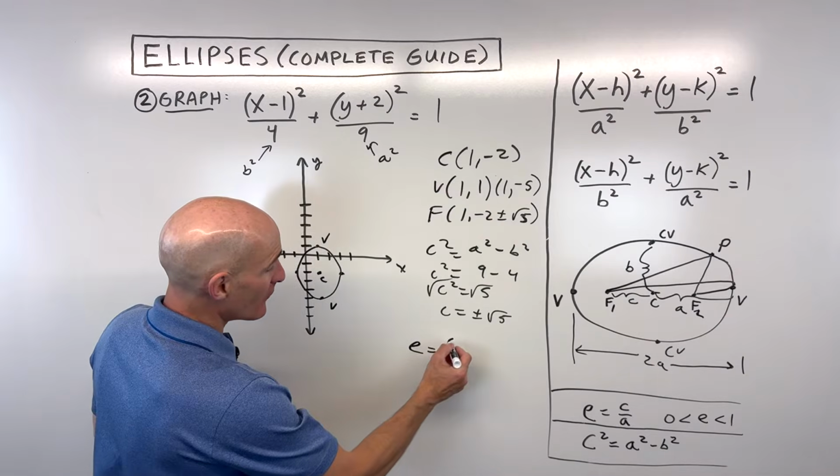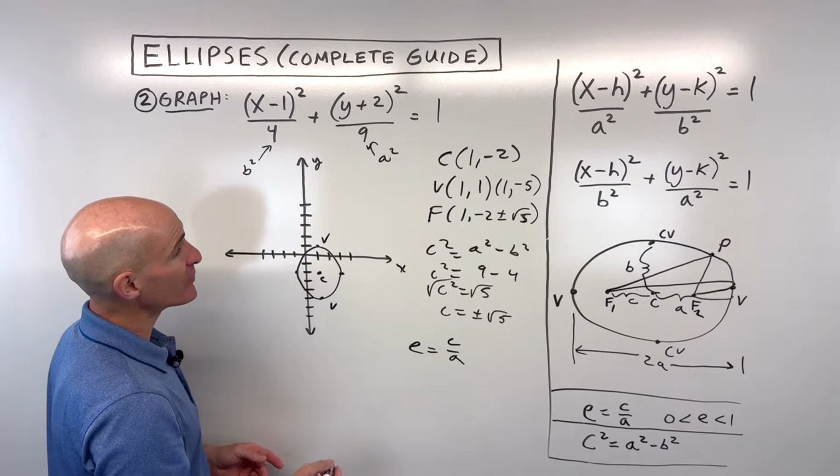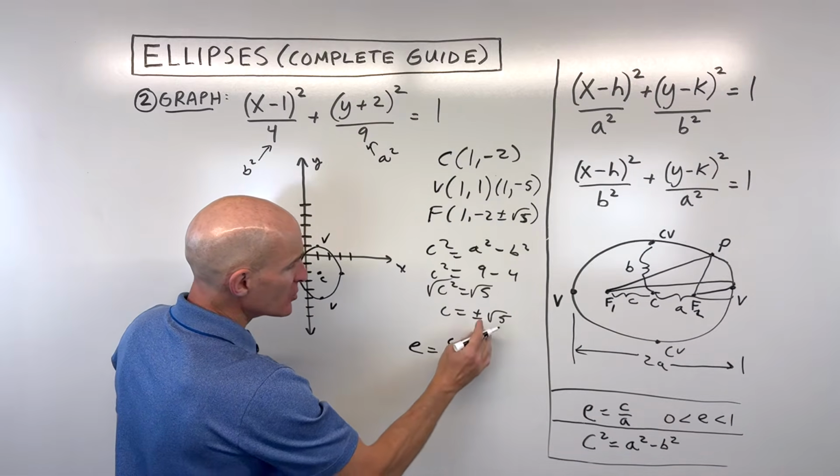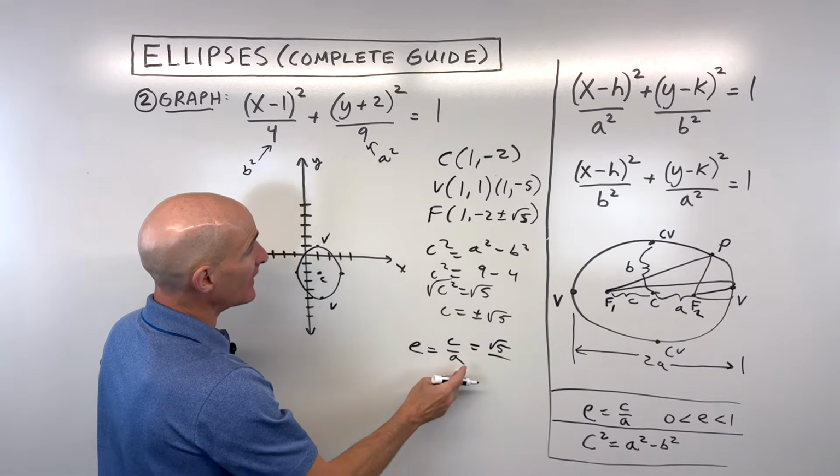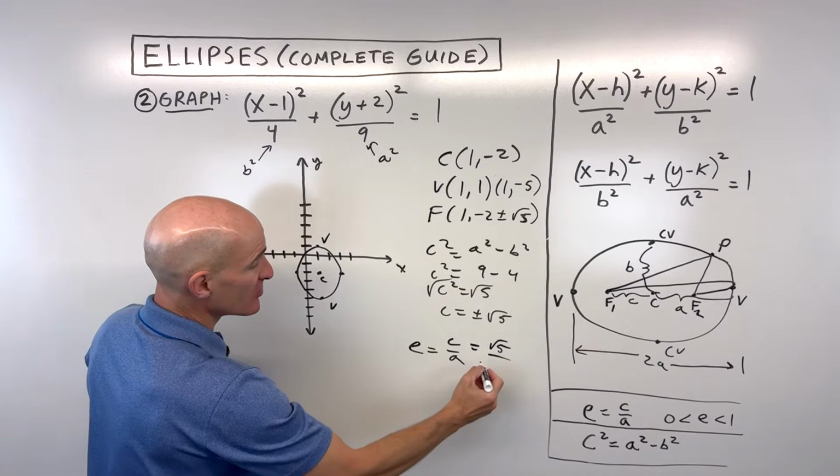And that's going to be our formula, c over a. C we figured out was the square root of 5. You can just take the positive one. You don't have to do the plus or minus, just the positive value. And then a was the square root of 9, which is 3.